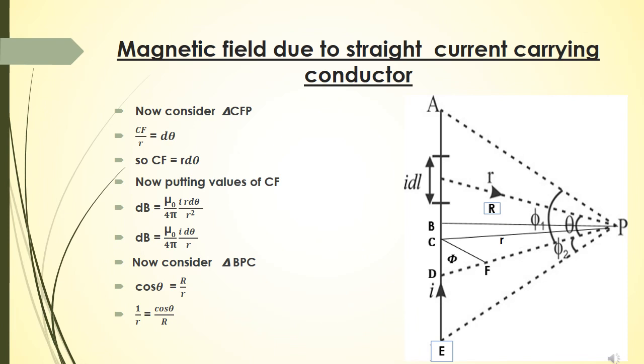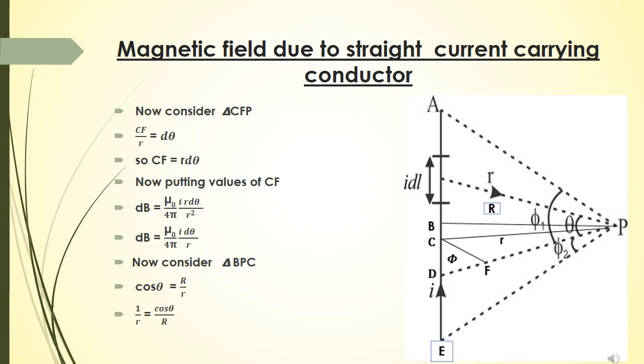Consider triangle CFP in which d theta is a very small angle. Then for a very small angle, how do we measure angle in terms of radian? Radian is arc upon radius. How much is arc? So arc is CF and small r is the radius. So once again, CF upon small r equals d theta. So CF equals r d theta. Now putting the value of CF in the equation, dB equals mu naught upon 4 pi, I r d theta upon r square.